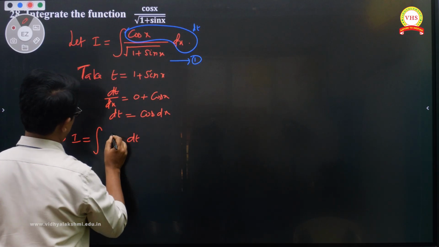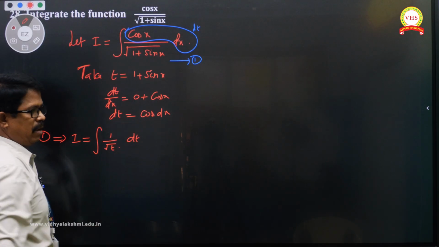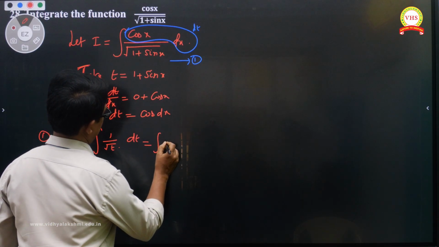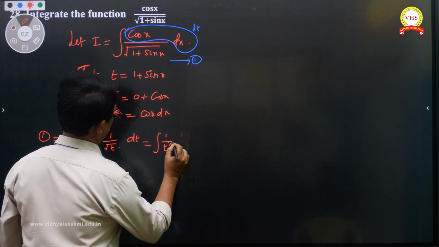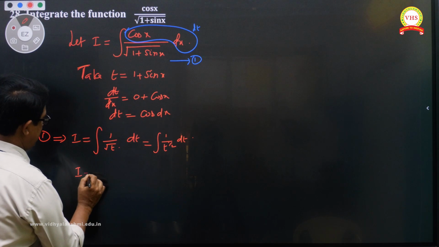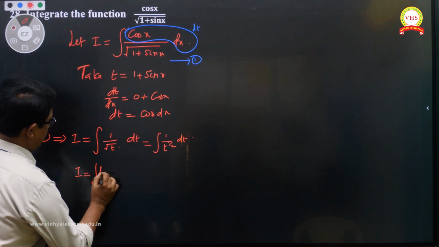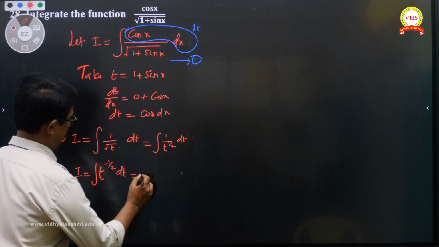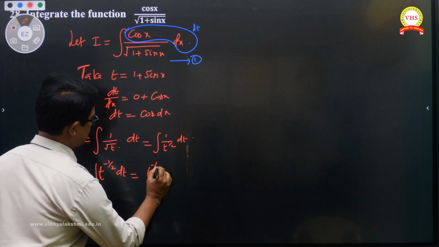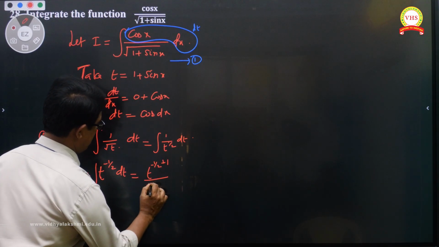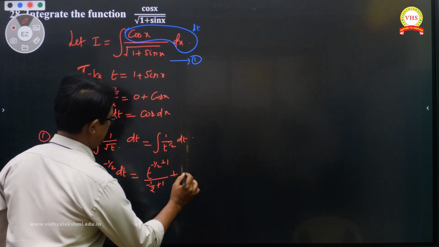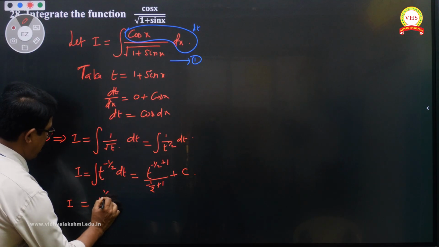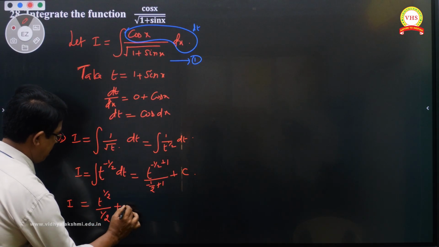That is, cos x dx over square root of t. We have done it in so many sums using 1 by t. That is equal to the integral of 1 by t to the power of 1 by 2 into dt, which means I equal to integral t to the power of minus 1 by 2 into dt. Now apply the x power n formula. That is t to the power of minus 1 by 2 plus 1 divided by minus 1 by 2 plus 1, plus c. Now this is equal to t to the power of 1 by 2 divided by 1 by 2 plus c.